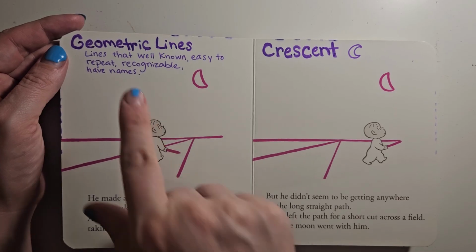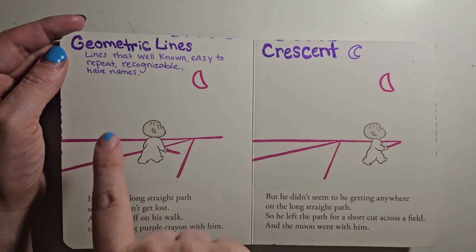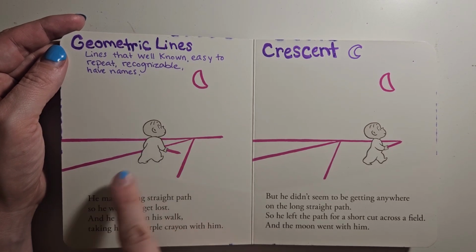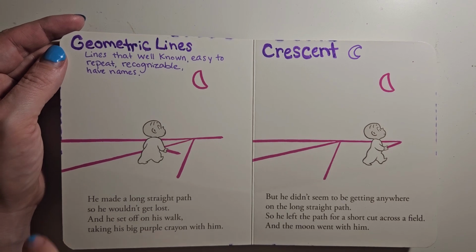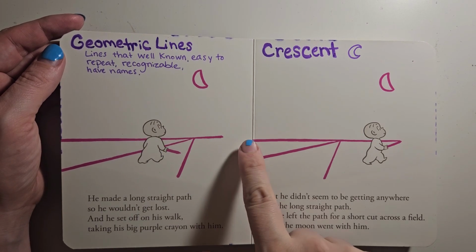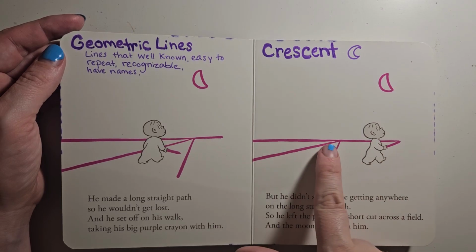On this page, we have geometric lines. Geometric lines are well known. They have a name. They can be repeated over and over again. They're easily recognizable and have very specific names. Just like you have a name, this line is diagonal. It has a very specific name. Horizontal. It creates a nice horizon line.